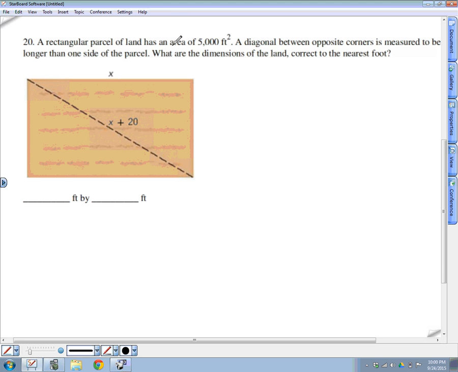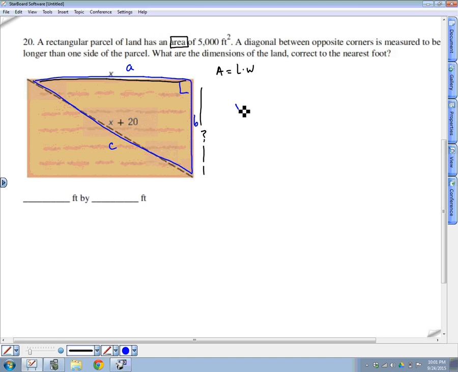So this parcel of land here has an area of 5,000 square feet. Remember, area is equal to length times width. We know that the length is x, but we don't know the width right here. So we can't really describe the area in terms of x because we don't know the width. So what has to happen here is we have this right triangle right here, and hopefully you remember a few things about the right triangle, specifically not the quadratic, but the Pythagorean theorem. A squared plus b squared is equal to c squared. Or in other words, x squared plus b squared is equal to x plus 20 squared.